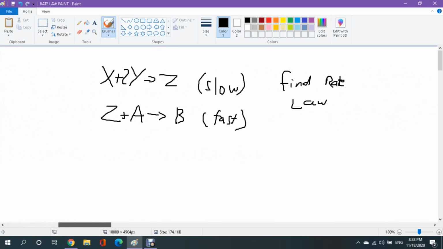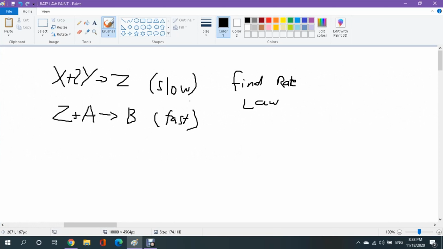So now let's solve this simple question. Find the rate law. They gave us two simple reactions. One of them is slow and one of them is fast. And as I said at the beginning, to find the rate law, you only look at the slow reaction. So we only look at this one and we ignore the fast one. X plus 2y gives you Z. The two reactants are X and Y, and Y has a coefficient of 2.